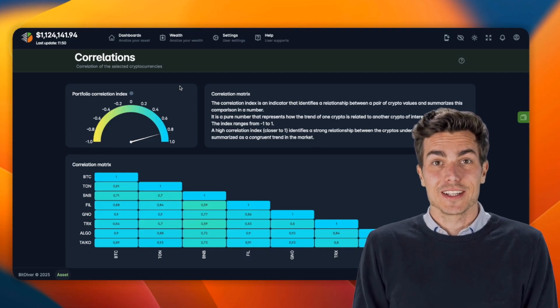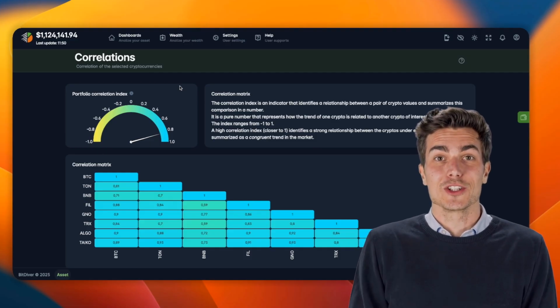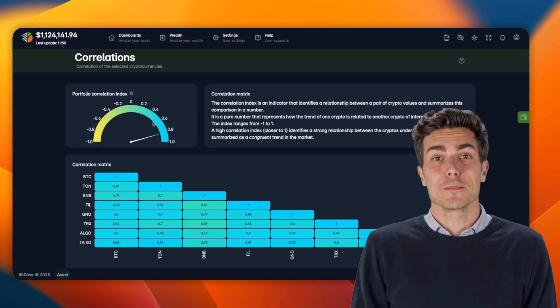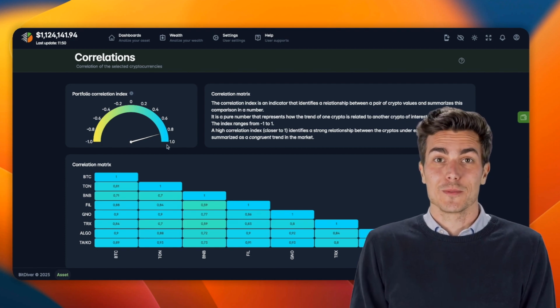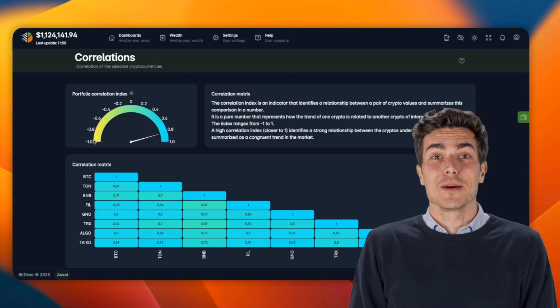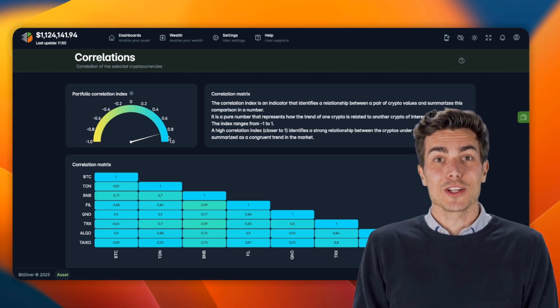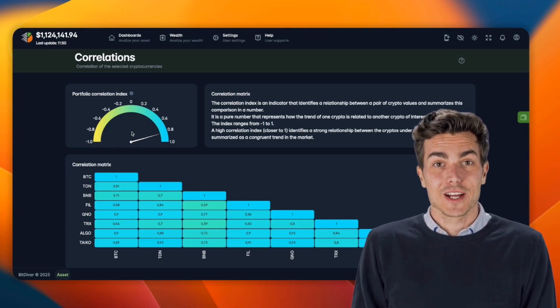The correlation index is a number that measures the relationship between two cryptocurrencies. In simple words, it shows how similar their price movements are. The index goes from -1 to +1. +1 means a perfect positive correlation. The two cryptos always move in the same direction. 0 means no correlation, they move independently. -1 means a perfect negative correlation. When one goes up, the other goes down.